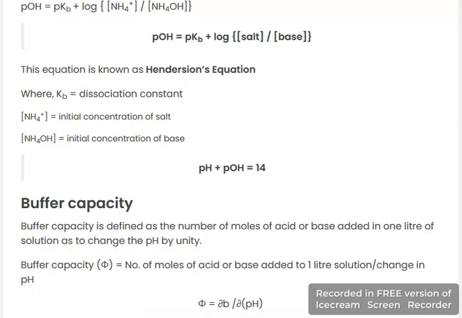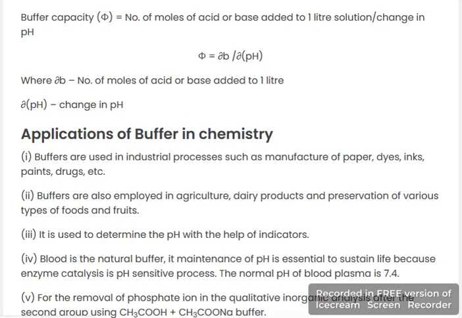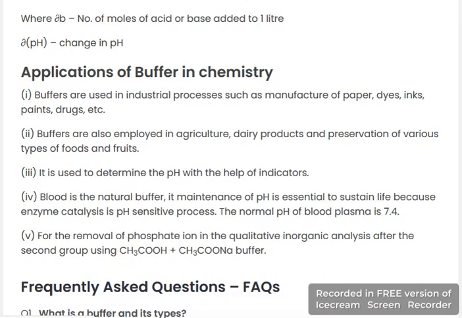Buffer capacity is defined as the number of moles of acid or base that can be added to one liter of the solution to change the pH by one unit. Applications of buffer in chemistry.